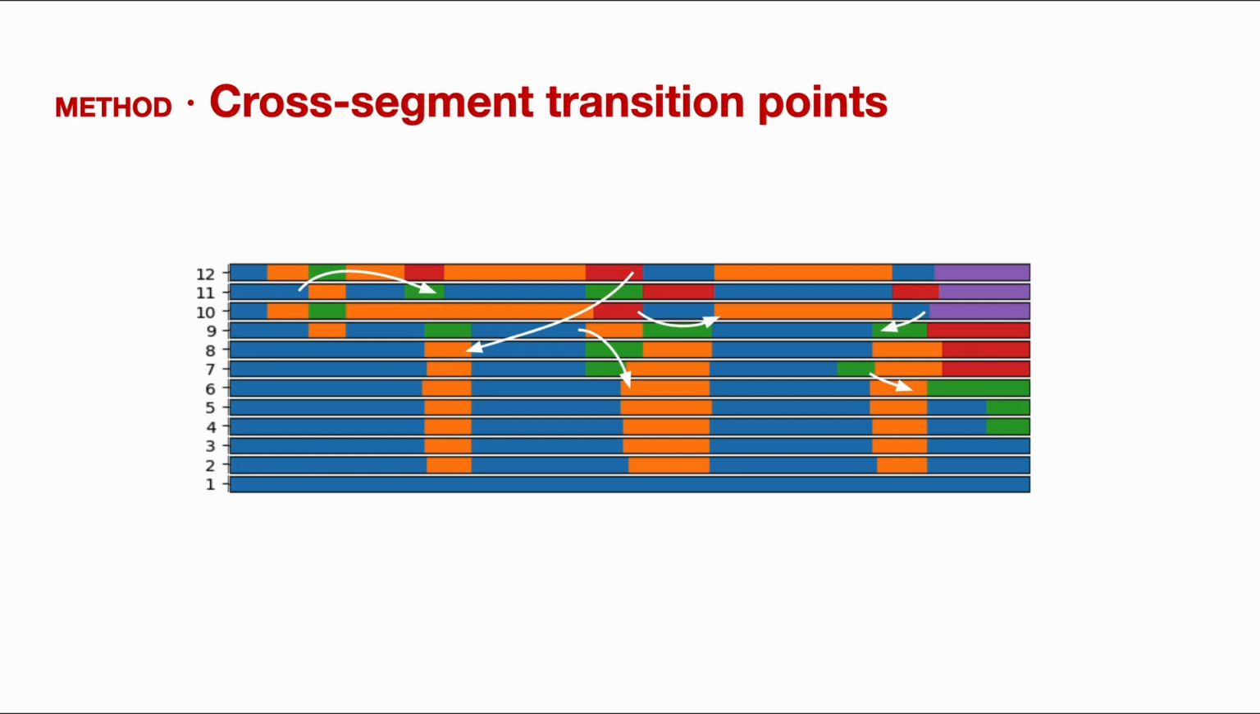However, practically, segment boundaries might not be ideal points for transitions. This can be for various reasons, for example, effects like reverb leaking into the succeeding segment. We therefore propose an algorithm for finding more suitable transition points around the segment boundaries.